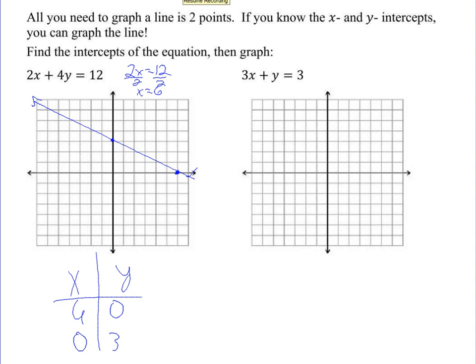So let's take a look at the second equation. I want to do exactly the same thing. I want to graph using intercepts. So what do I do? I draw my table. It's still an XY table, but a 0 for y and a 0 for x. That gives me my x-intercept and my y-intercept. I'm covering up the y because I'm plugging in 0 for y. So now that term disappears and I'm left with 3x equals 3, which means that x must be 1.